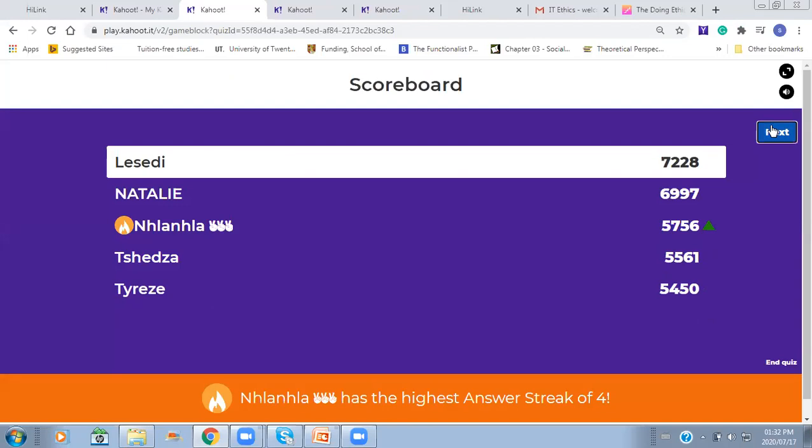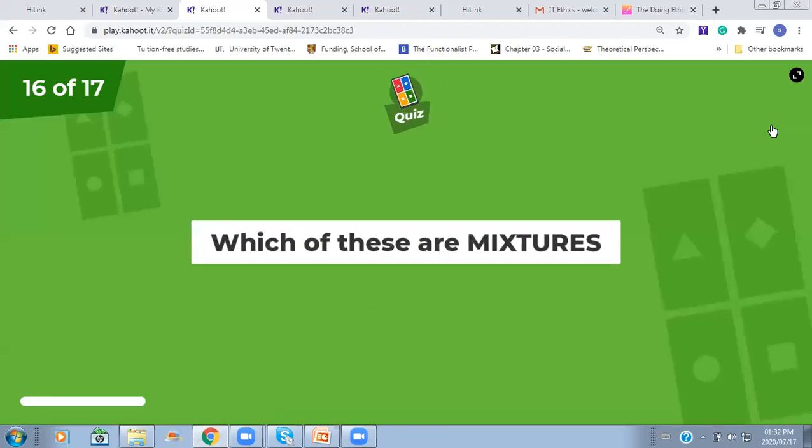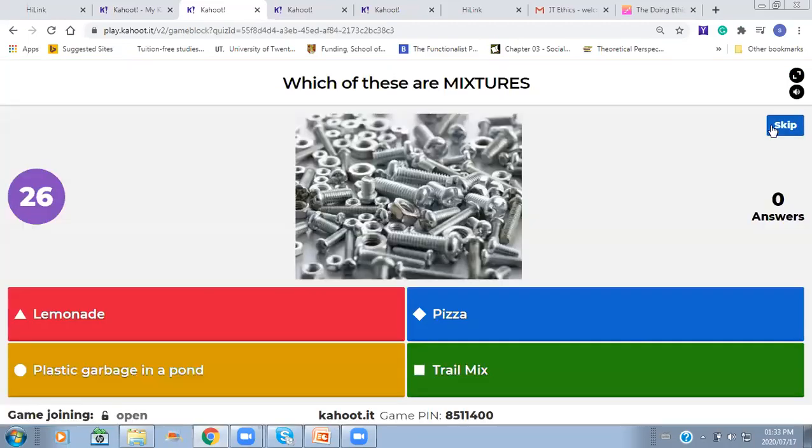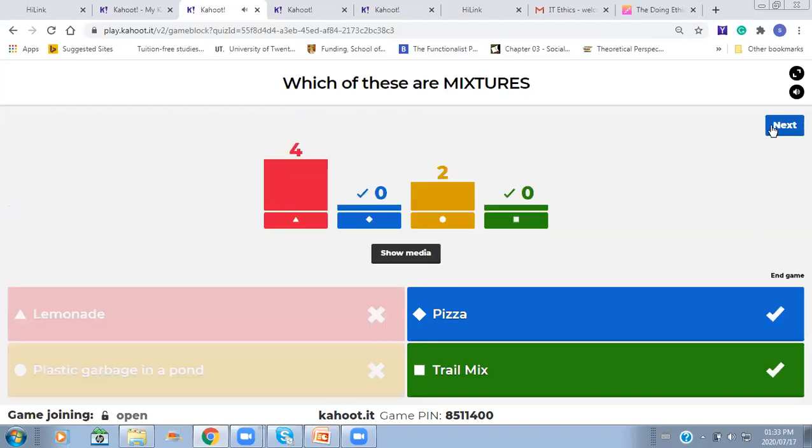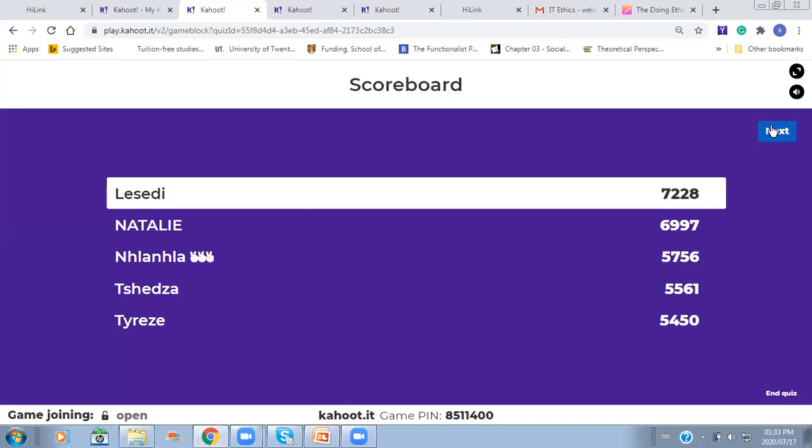Which of these are mixtures? Lemonade, pizza, plastic garbage in a pond. If you said pizza and trail mix, you are correct. Let's see those who got it. No one. That was a difficult question.